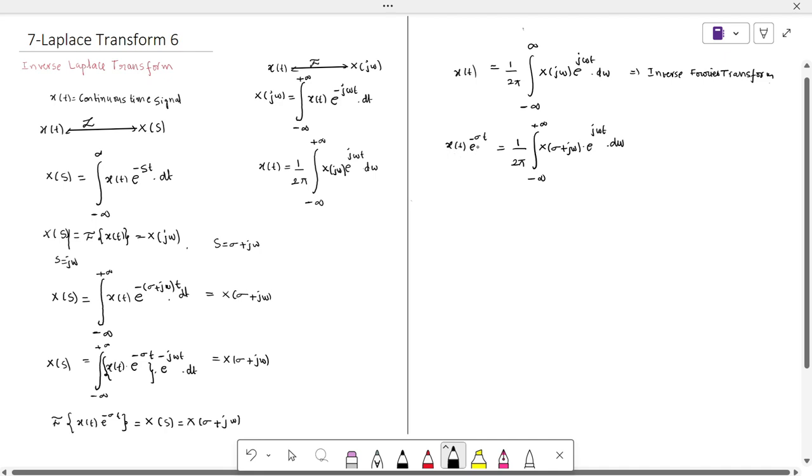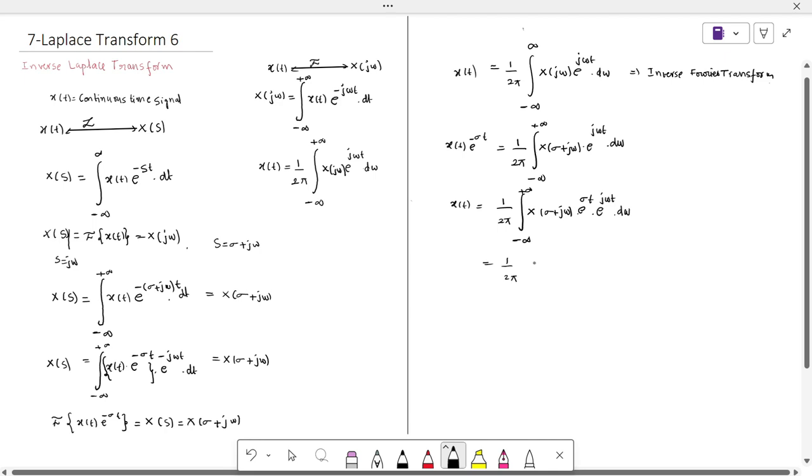So we should know x of t. We need to send this multiplication to the right side. So x of t is 1 by 2 pi integral from minus infinity to plus infinity of x of sigma plus j omega into, sending to the right side 1 by e power minus sigma t, that goes to e power sigma t, into e power j omega t into d omega.